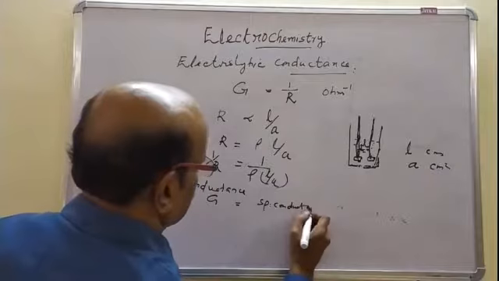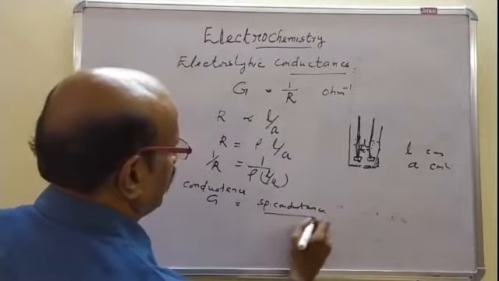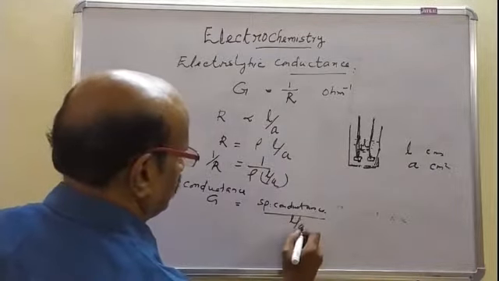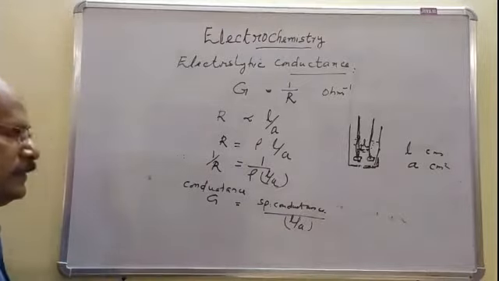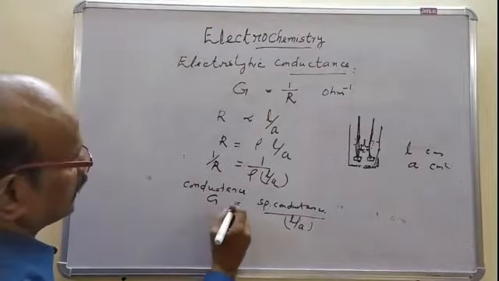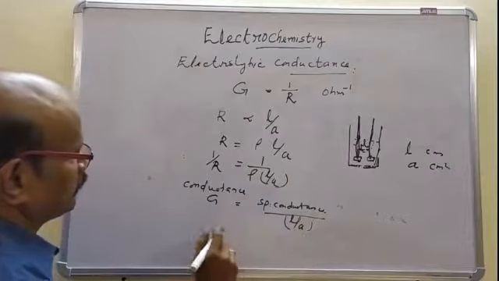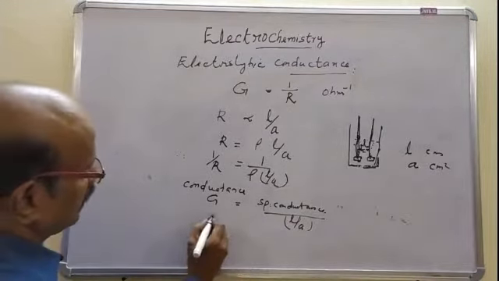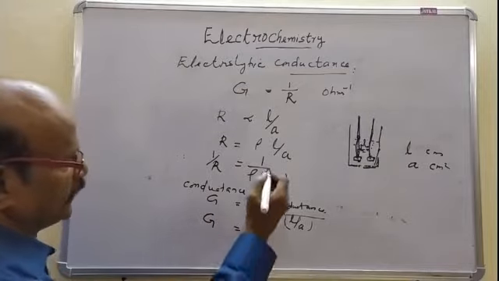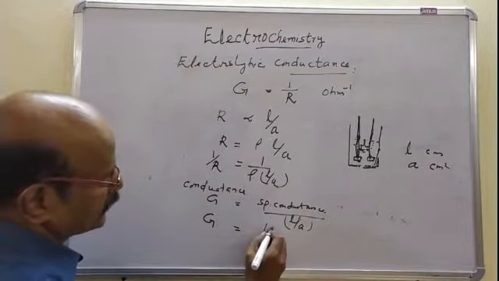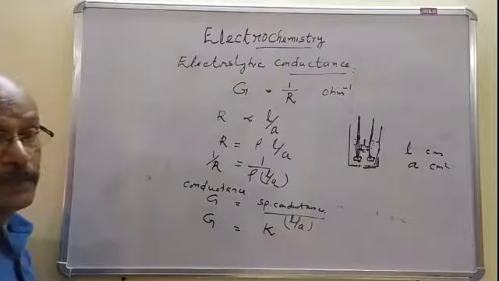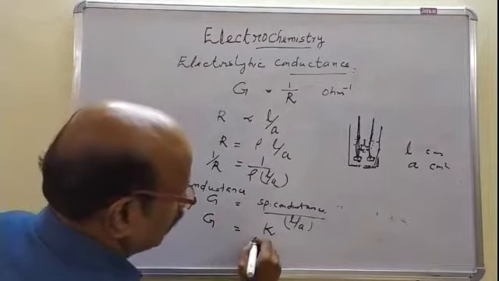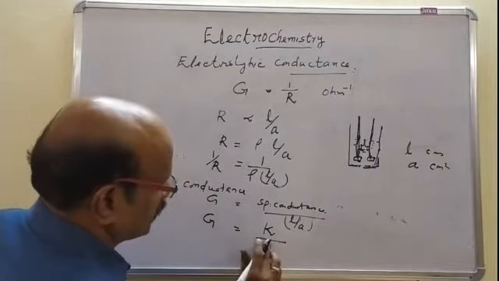So, conductance divided by L by A. Okay, that is, conductance G is equal to specific conductance, represented by the letter kappa, divided by L by A, which is called the cell constant.